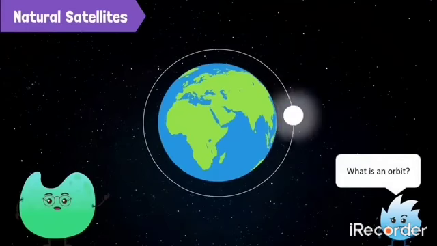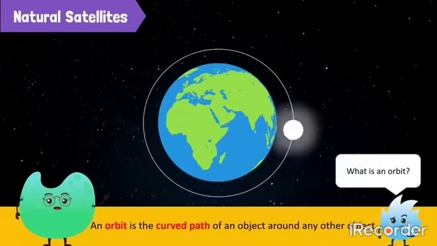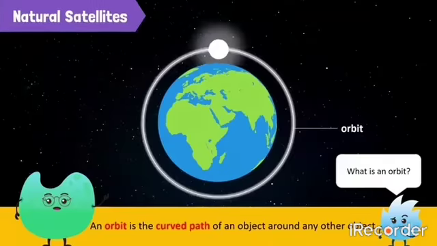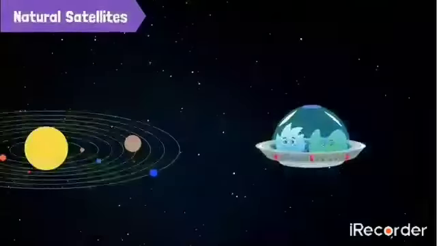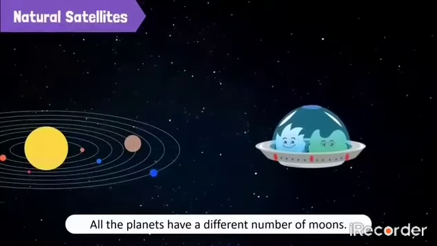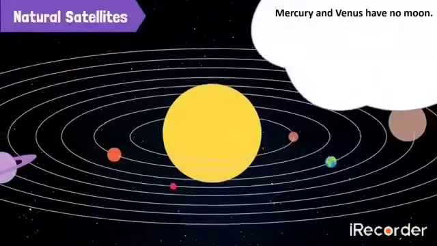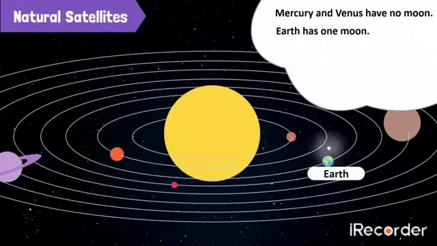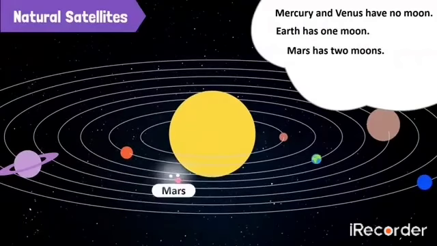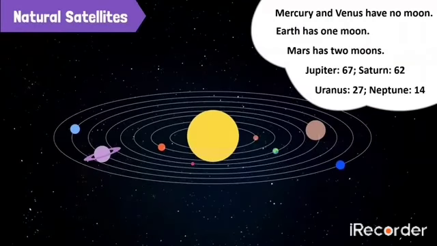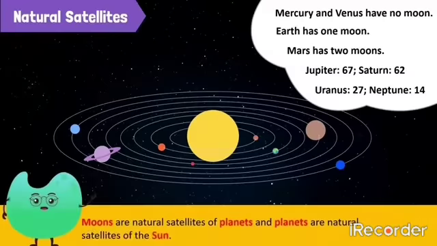What is an orbit? An orbit is a curved path of an object around another object. This is the orbit of the moon around the Earth. Do you know that all the planets have a different number of moons? Mercury and Venus have no moon. The Earth has one moon. Mars has two moons. Jupiter, Saturn, Uranus, and Neptune also have different numbers of moons. Moons are natural satellites of planets, and planets are natural satellites of the sun.